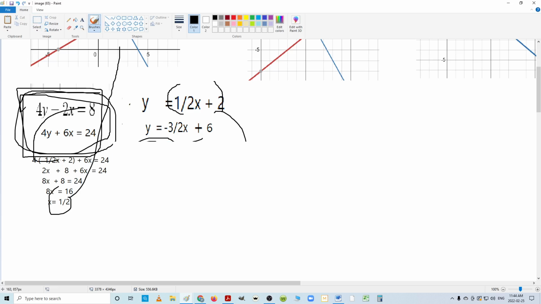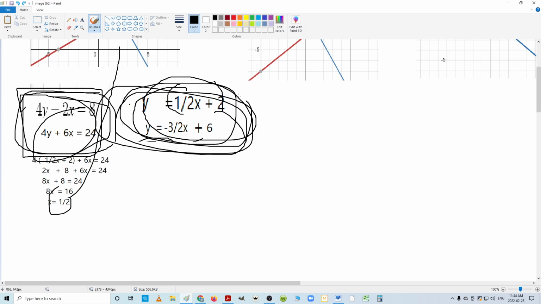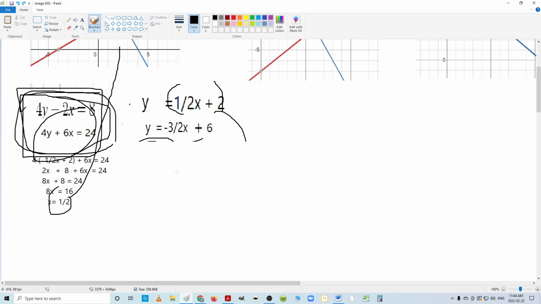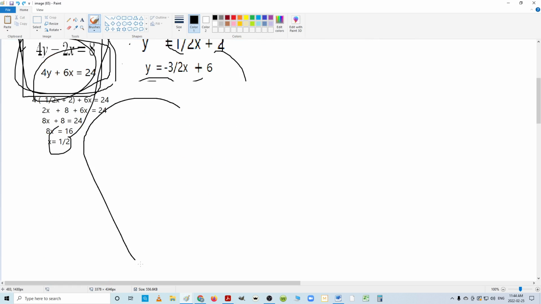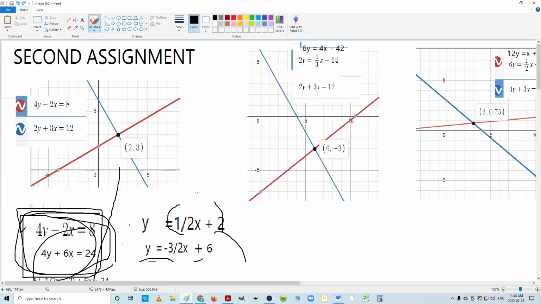Easier just to use this format to solve where they intersect, but if your teacher wants you to convert to slope-intercept, learn how to do it. And she will. She'll want you to go back and forth. She just won't want you to do this method that I did down here.